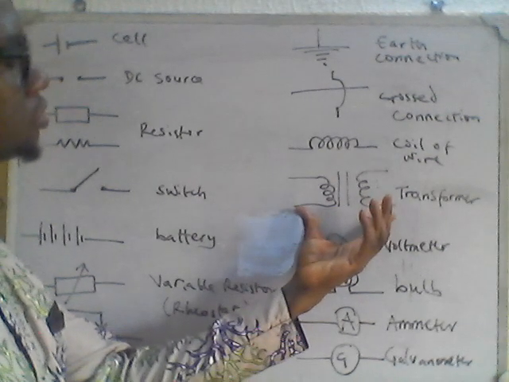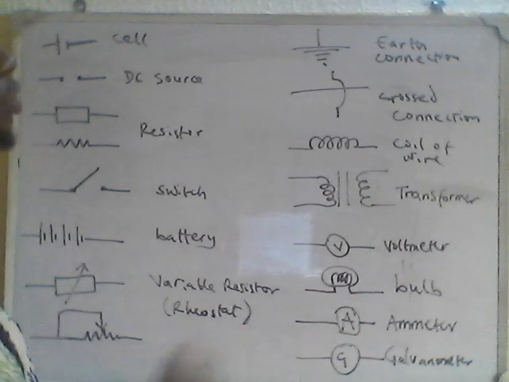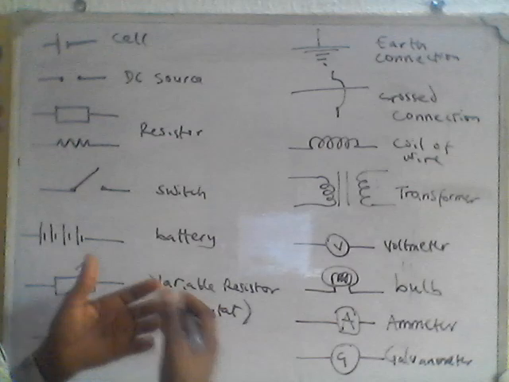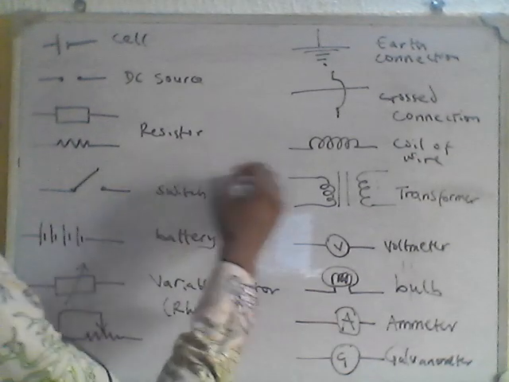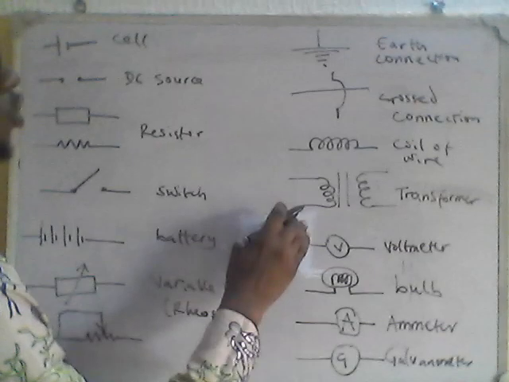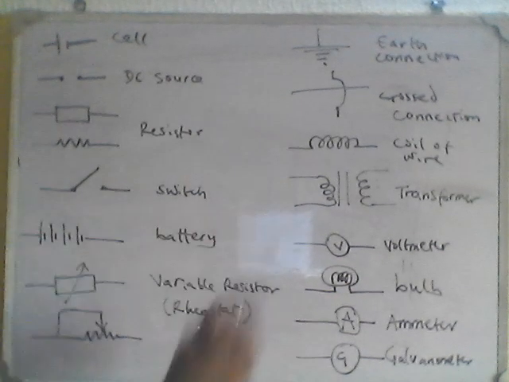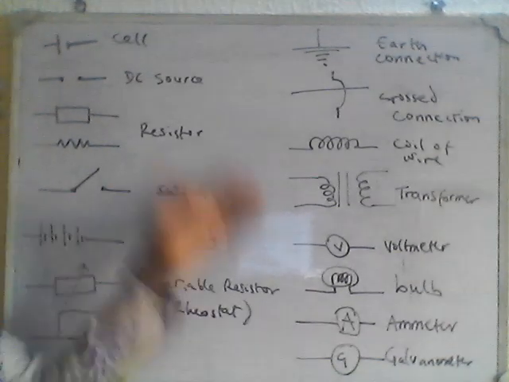The transformer regulates AC and can change AC from one form to another, maybe from a higher form to a lower form. When it's stepping down, the AC voltage is coming from a higher value and going to a lower value. If it's stepping up, the AC voltage is going from a lower value to a higher value. We'll look at the transformer later.